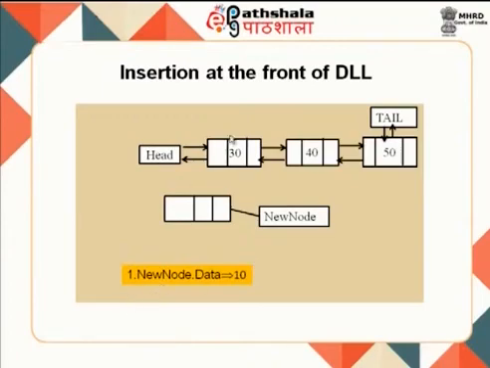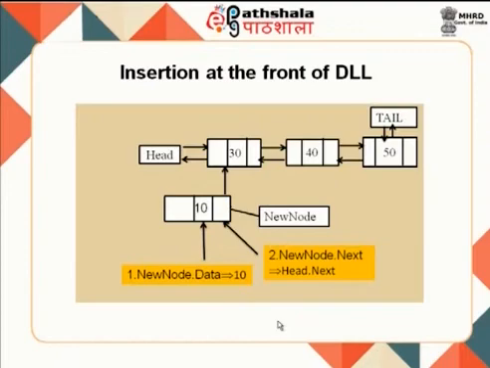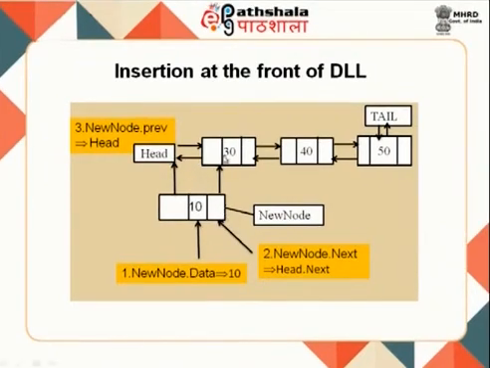Let us assume that I want to insert 10. So, new node dot data is 10. Then we want to insert at the front. The second step is new node dot next is equal to head dot next. Here we are assuming head is a node, unlike the previous singly linked list where head was just a pointer, and head dot next points to the first node. So, new node dot next is equal to head dot next, and new node dot previous is equal to head itself.